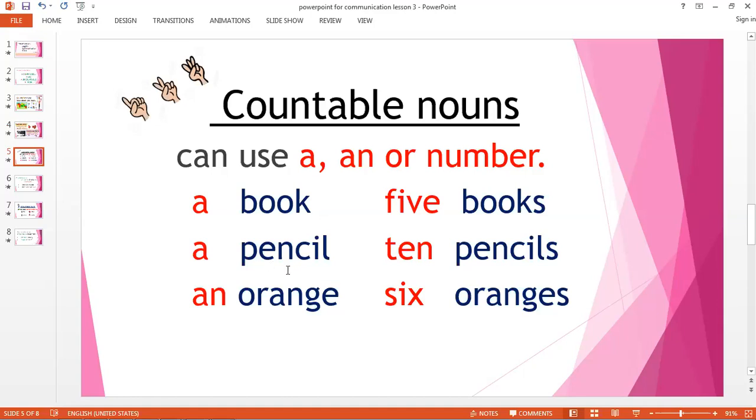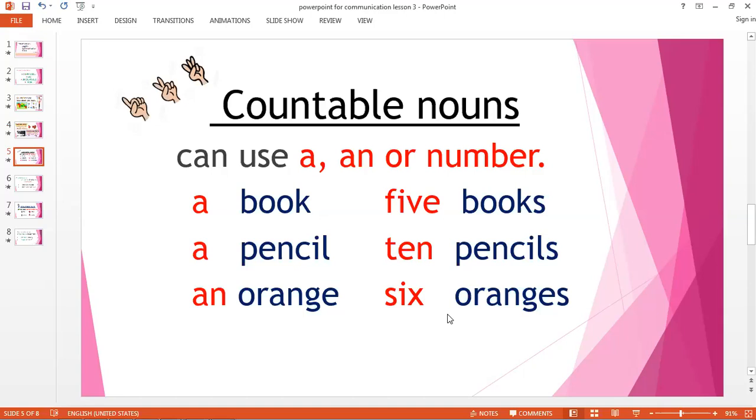A pencil. You do not say a pencils. Remember, a here is used for the singular form. Pencils. Now, an orange, an orange against six oranges. An orange is one, and six oranges is more than one.